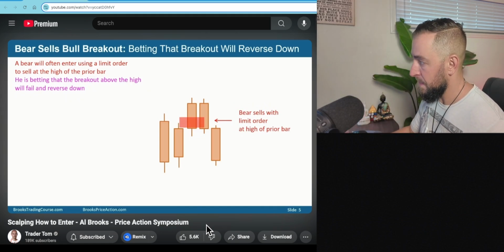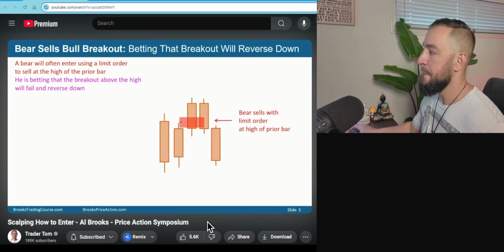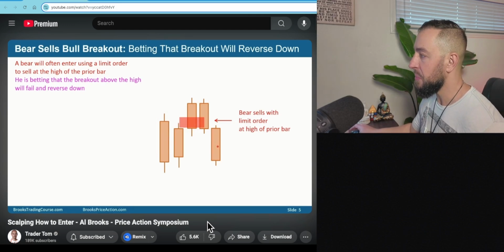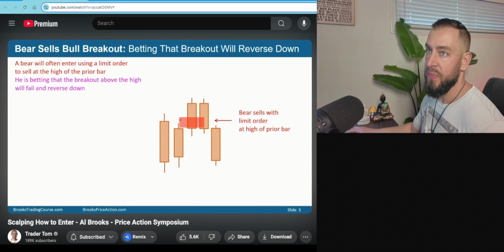A bear will often use a limit order to sell at the high of the prior bar. He's betting that if the market goes above the high of the bar, instead of continuing up, the breakout will fail and it will reverse down. A limit order trader is betting on a reversal. The market's going up, he's selling, betting that it will not go up very far before it goes down far enough for him to make a profit.